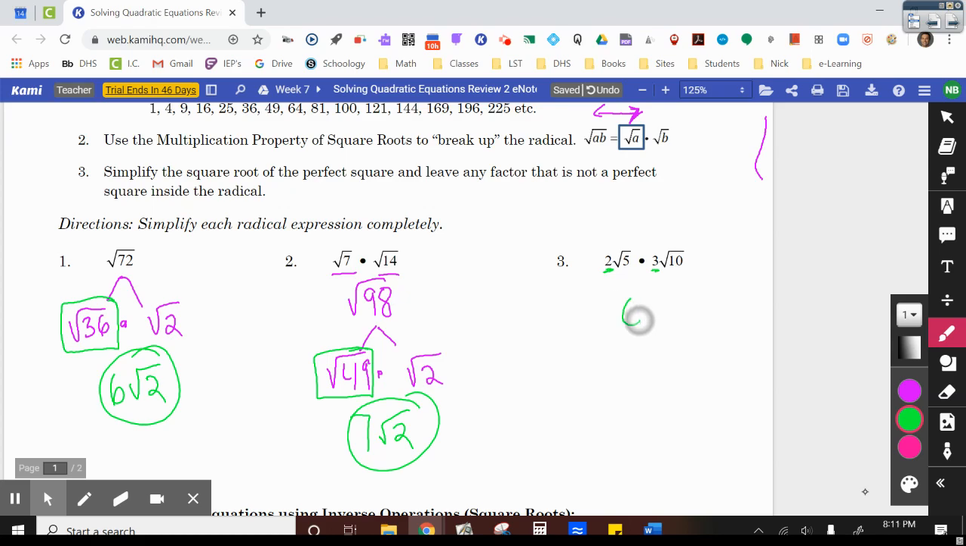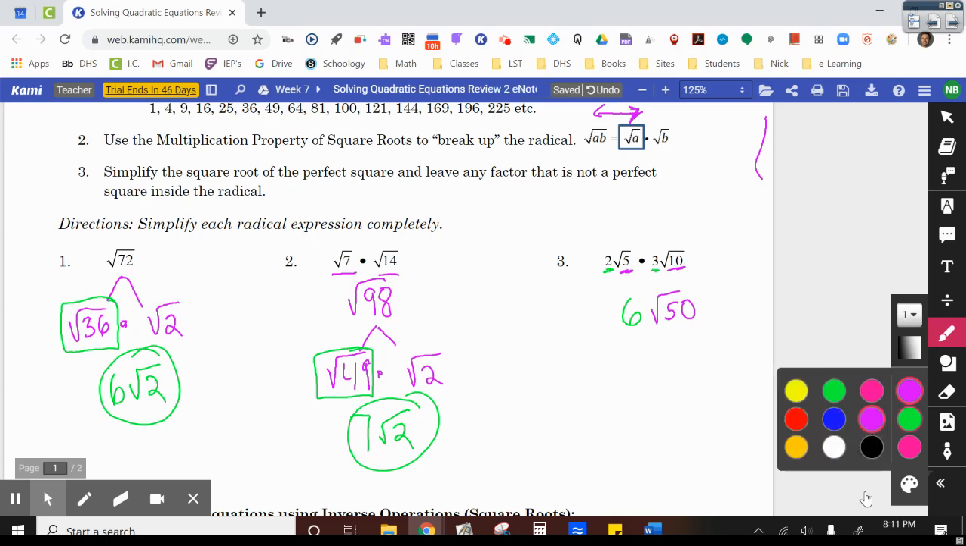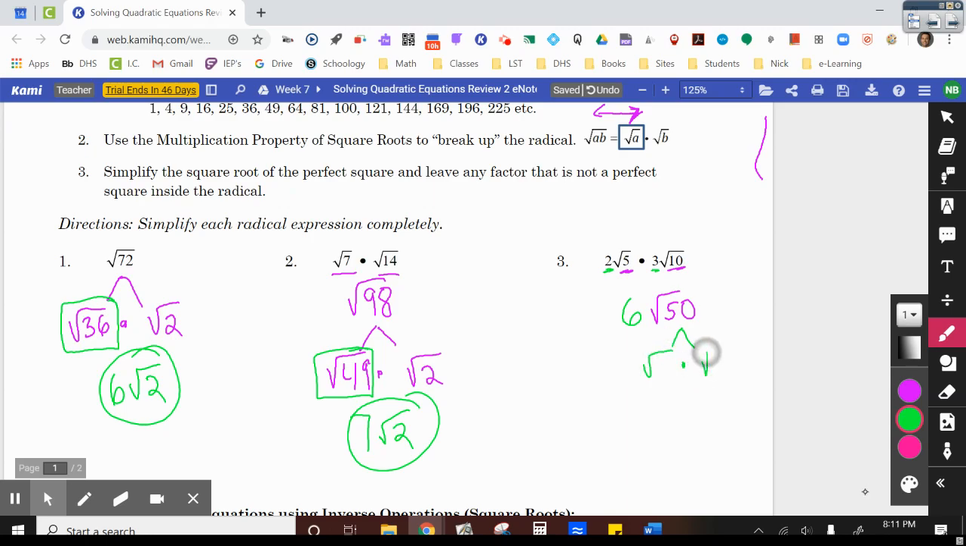2 times 3 is 6. Then we have numbers on the inside, right? I mean, inside of the radical. So a rad 5 times a rad 10 is a rad 50. All right, now I have my radicals, so now I want to break up my radical into two radicals, right? A perfect square factor times another factor.